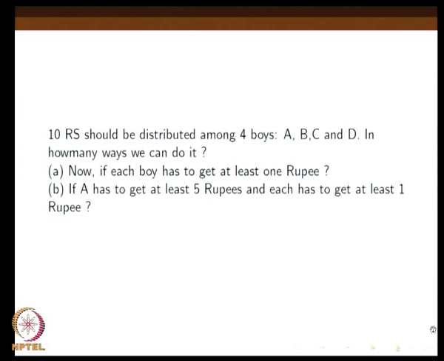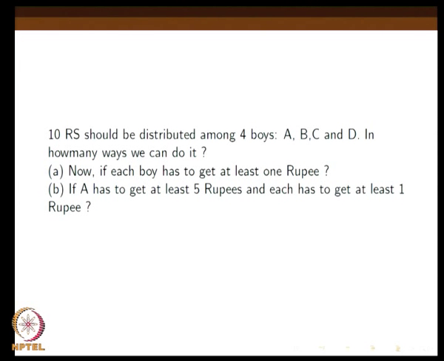Now, this is a question we have already seen several times. Now we are asking a slightly different question. Suppose each boy has to get at least 1 rupee. For instance, we called 4 boys and we do not give anything to some of them, that is not good. So, we decide that at least 1 rupee should be given to everyone, and then you can do anything you like. Then how will you do it?